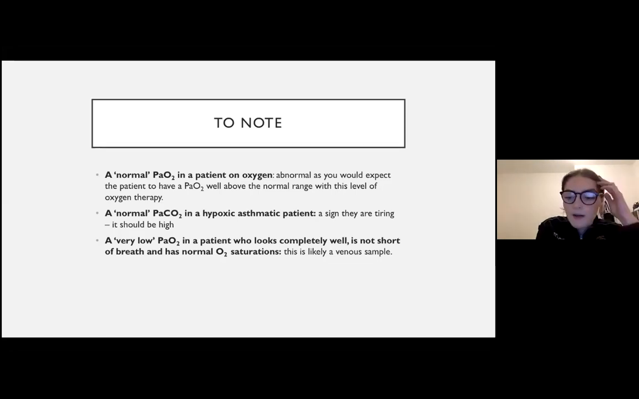So if it looks normal, you need to be aware of what oxygen they're on, and definitely make sure to do that. Especially in A&E, you don't want to miss the fact that someone's hypoxic because it is, as we said, a threat to life.